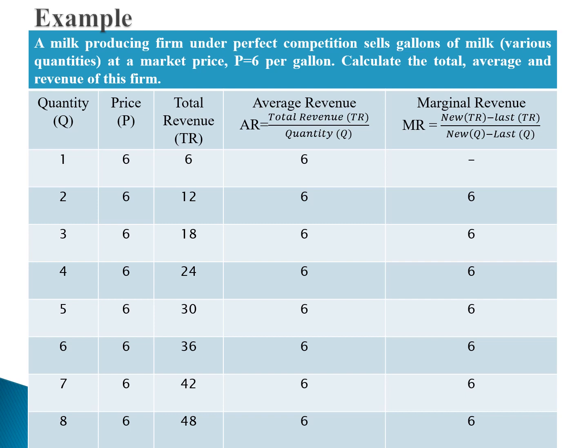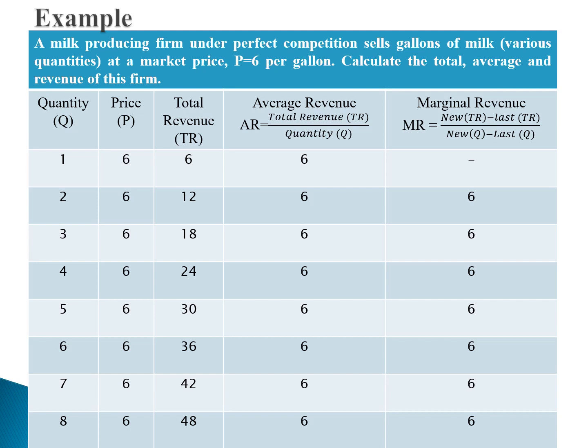From here, let's move towards calculating the average revenue. If the total revenue of a particular farm by selling 1 gallon of milk is 6, what is the average revenue? We know that average revenue is equal to total revenue divided by quantity. Now in column 3, for the first row, total revenue is 6 divided by quantity, which is equal to 1.